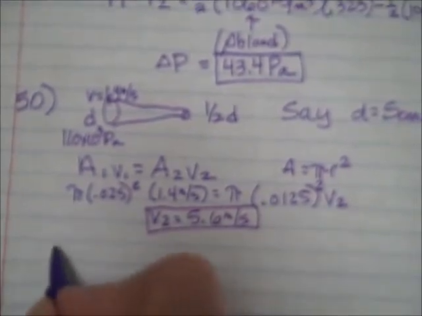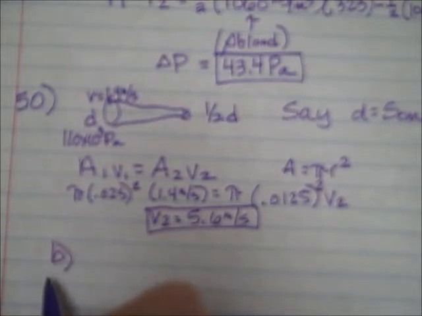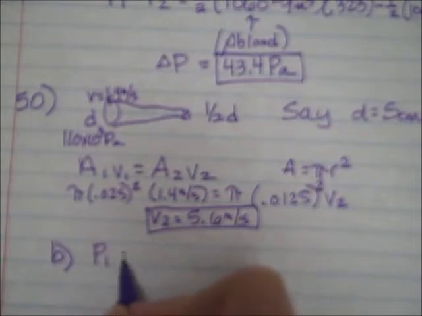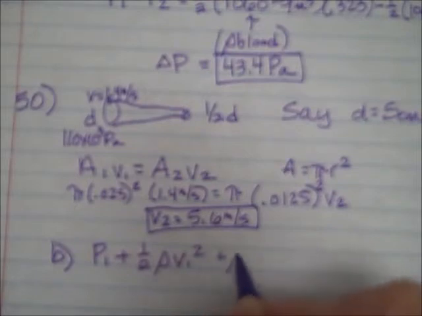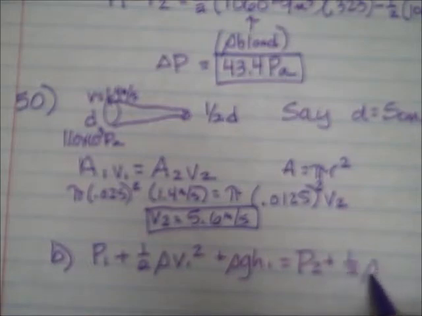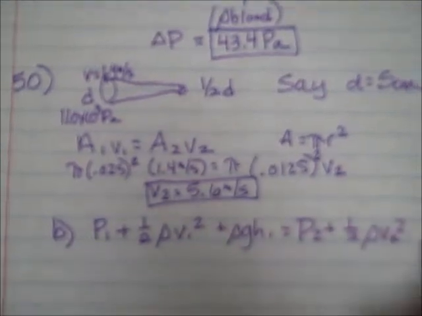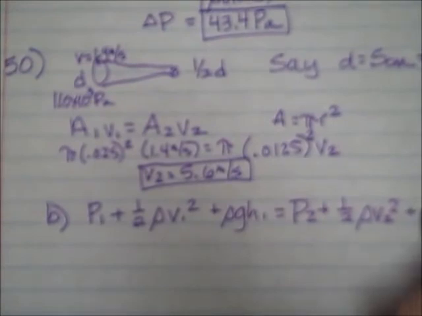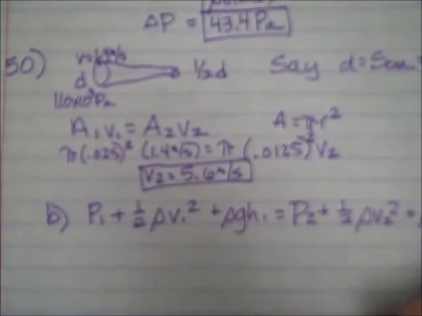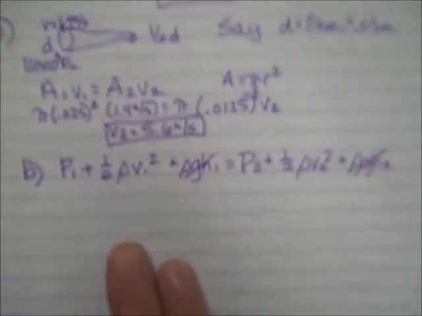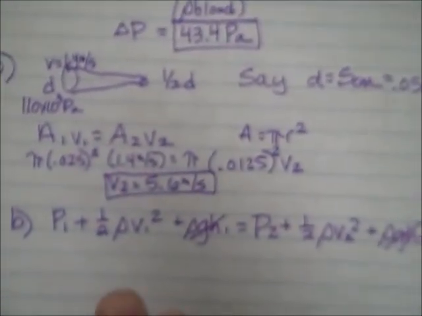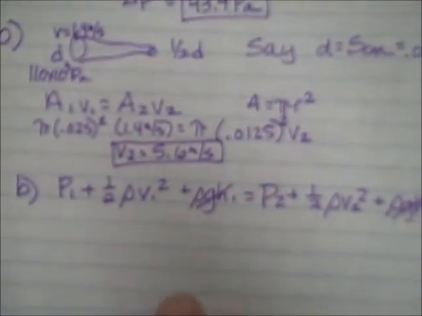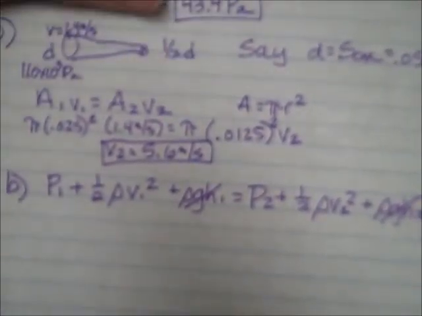And then for part B, it asks you to find the pressure of the water. So I could again use Bernoulli's law. P1 plus 1/2 rho V1 squared plus rho g h1 equals P2 plus 1/2 rho V2 squared plus rho g h2. And the height part can cancel out because it's just along a straight center line. We're not looking at a big height differential. The pipe's not going upstairs or something.